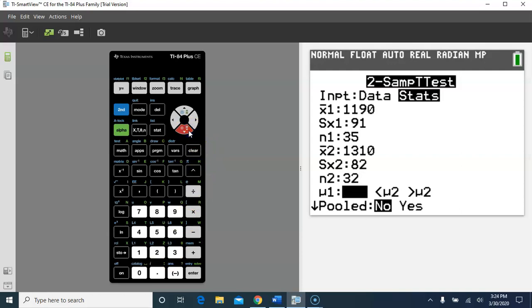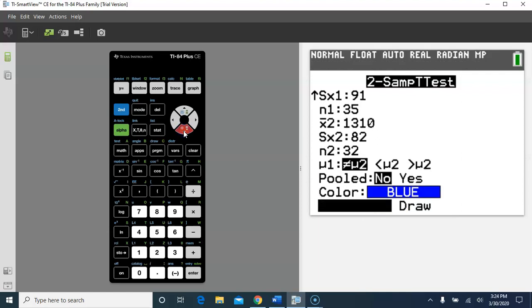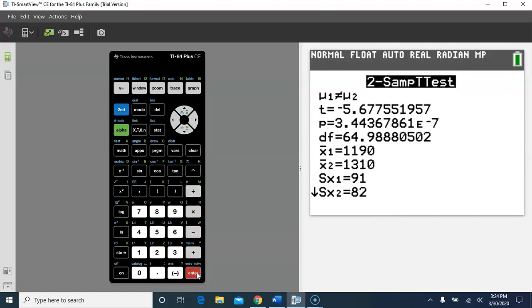Our alternative hypothesis says not equal to. There's this term pooled that we haven't talked about, and by default that is marked as no, and we're just going to leave that no. And then it's time to calculate.